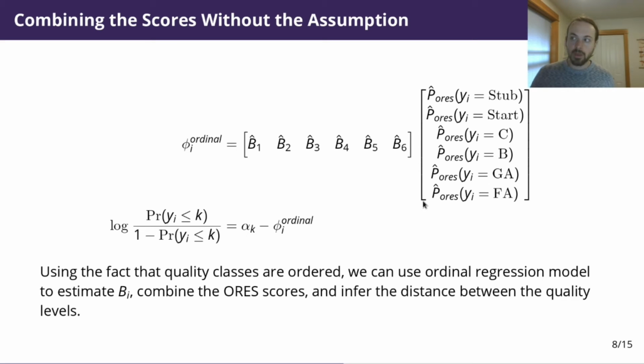Now, under the hood, because these different probabilities are collinear, I'm doing a little bit of linear algebra to deal with that, but conceptually, this accurately shows the idea.